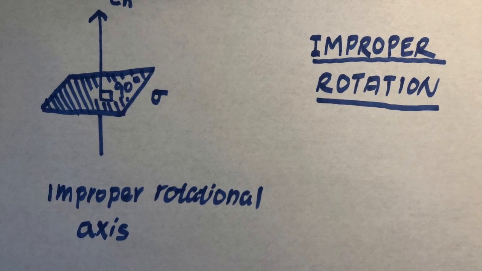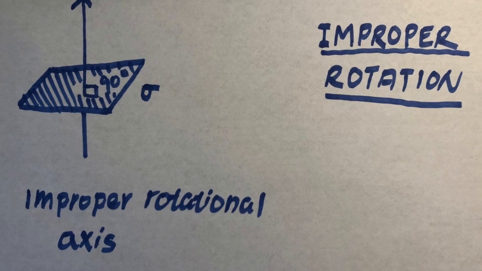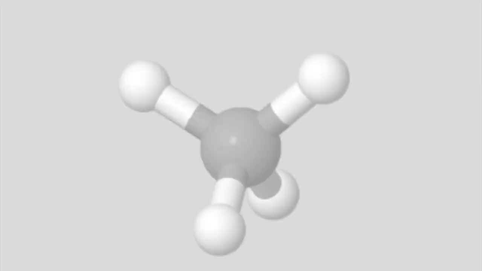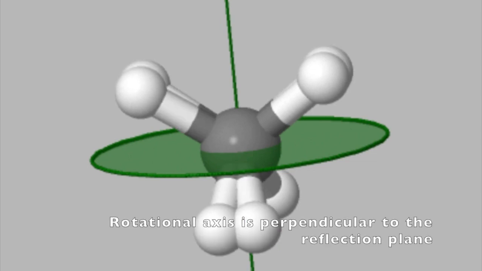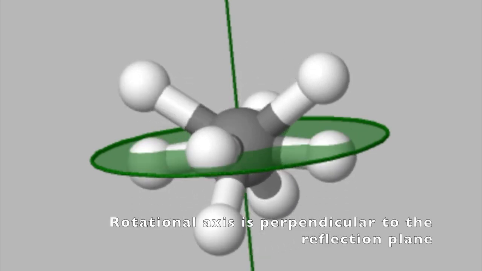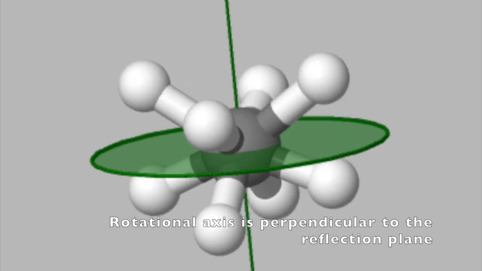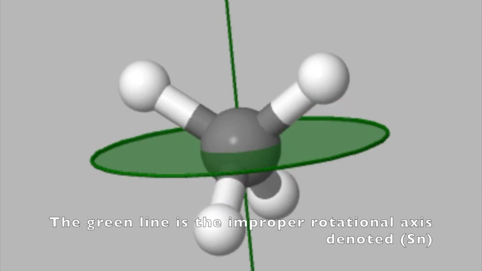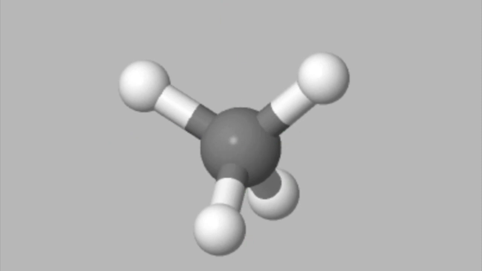The fourth element is an improper rotational axis, which is associated with the improper rotation. The improper rotation is a combination of a rotation, then a reflection across a plane that is perpendicular to the axis of the previous rotation. We symbolically express the improper rotational axis with Sn, where n is the number of folds of rotation. To show an example of that, let's look at methane.